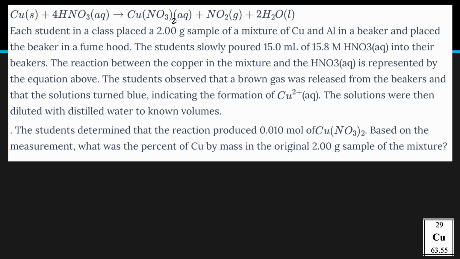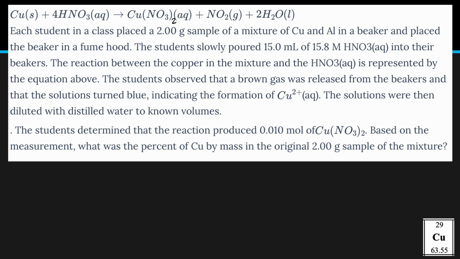The reaction between the copper in the mixture and the nitric acid is represented by the equation above. The students observed that a brown gas was released from the beakers and that the solutions turned blue, indicating the formation of Cu2+ ions. The solutions were then diluted with distilled water to known volumes. The students determined that the reaction produced 0.01 moles of copper(II) nitrate. Based on the measurement, what was the percent of copper by mass in the original 2-gram sample of the mixture?